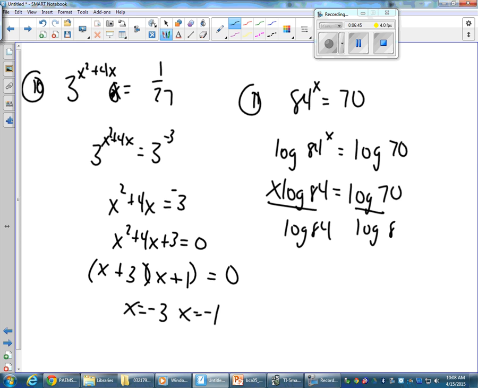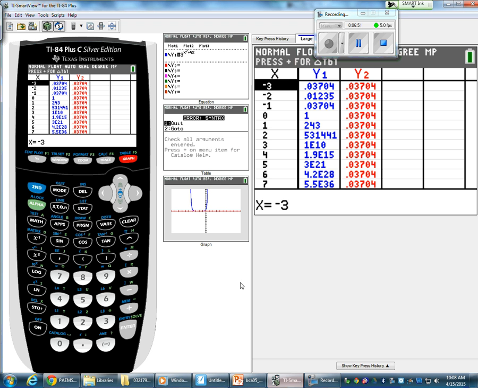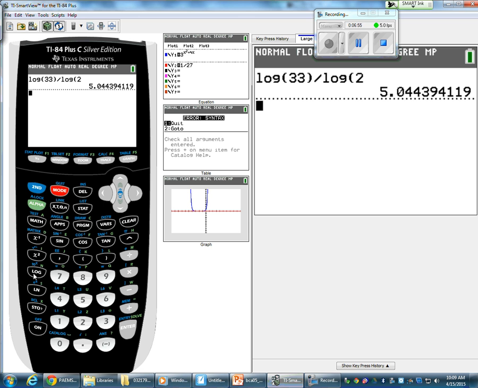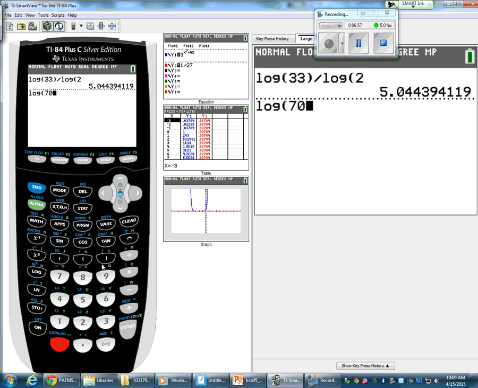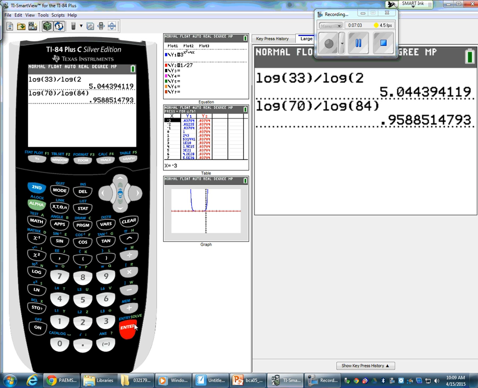Remember when you divide to use your parentheses. So it would be log of 70 divided by log of 84. Clear, go to a regular screen. Log of 70 divided by log of 84. And 0.9589 would be my answer.